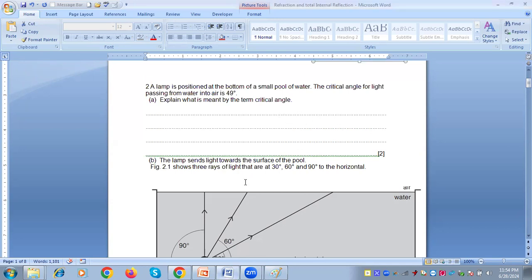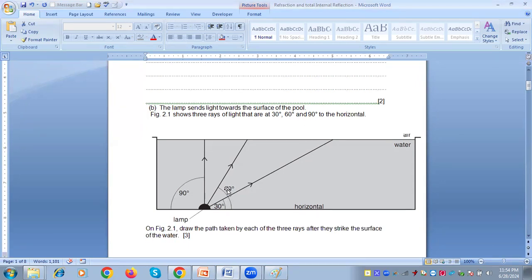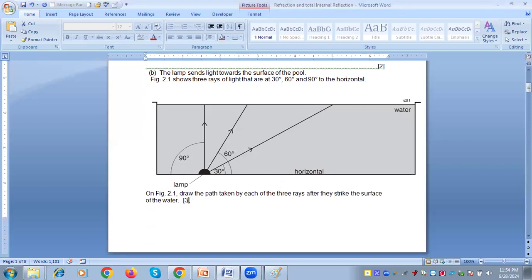Okay. Now let us do the other part. The lamp sends light towards the surface of the pool. Figure 2.1 shows 3 rays of light that are at 30 degree, 60 degree, and 90 degree to the horizontal. So they are shown at different angles. On figure 2.1, draw the path taken by each of the rays, 3 rays, after they strike the surface of water. And it carries 3 marks. This type of question we have just discussed.